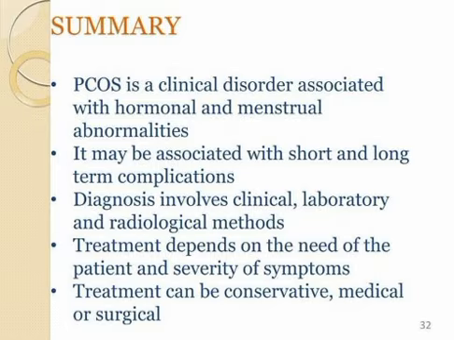In this video, we have learned about what polycystic ovarian syndrome is. It is a combination of both excessive androgen secretion and ovarian dysfunction, so it involves hormonal and menstrual abnormalities. It may be associated with short or long-term complications. Usually the diagnosis involves clinical, laboratory as well as radiological methods. The treatment depends on the needs of the patient and severity of symptoms. Usually the treatment may be conservative, medical as well as surgical.